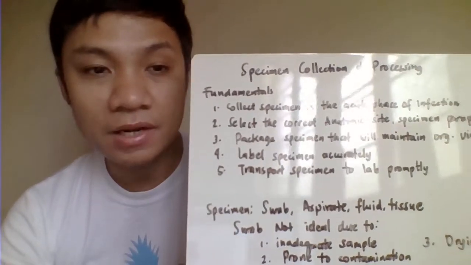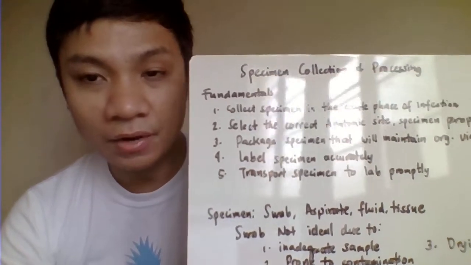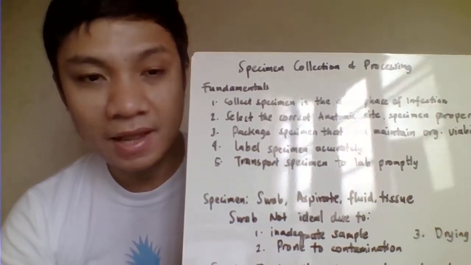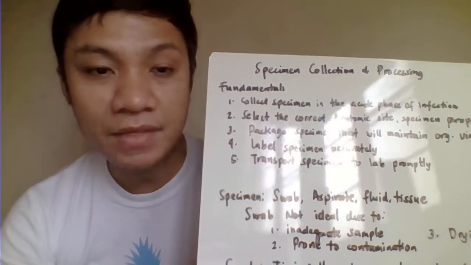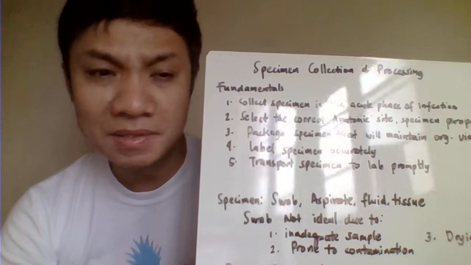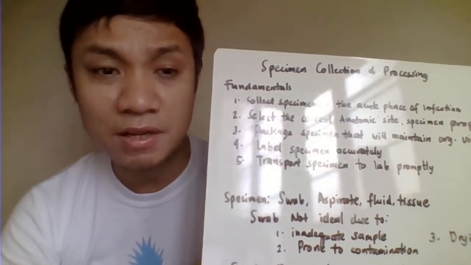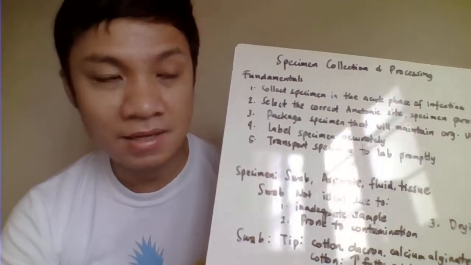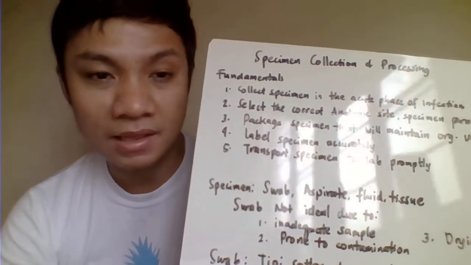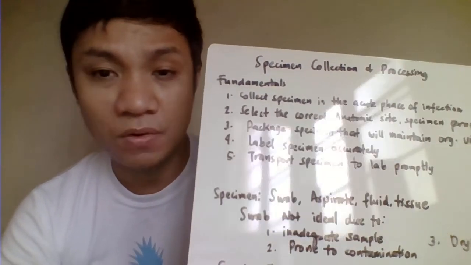The second one here, you need to collect the correct anatomic site. For example, the patient has sepsis. When we say sepsis, it means there's infection in the blood. So our sample for that should be the blood, not the urine or other body fluids.